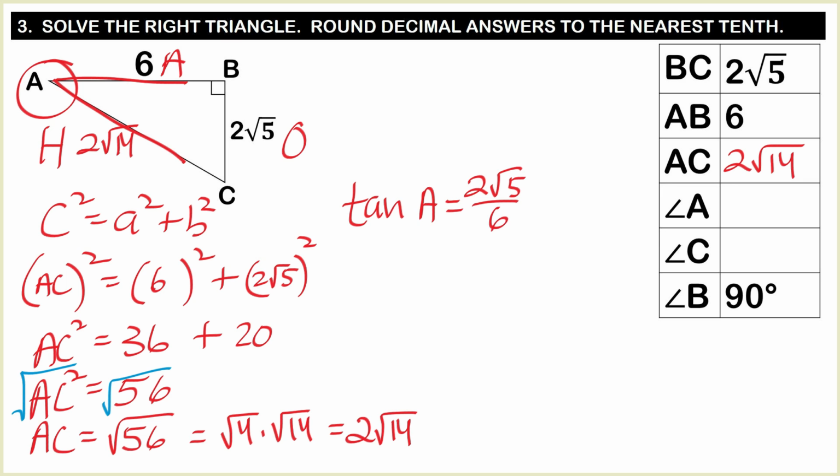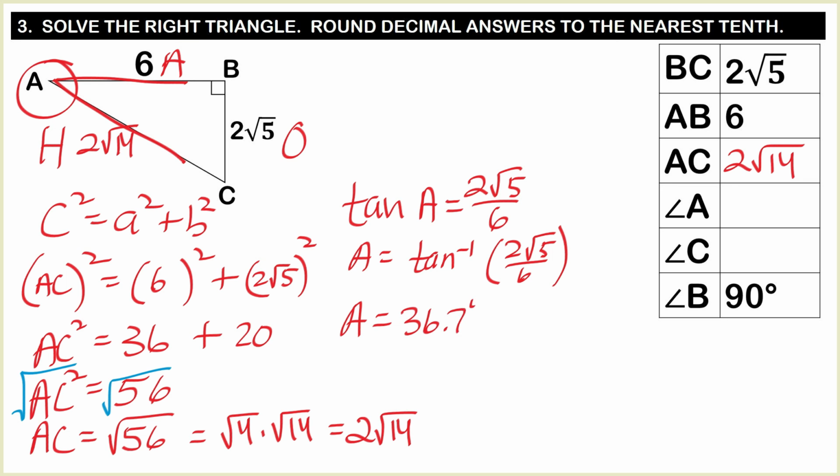And when I solve that, it's going to be A equals the inverse tangent of 2 root 5 over 6. And when I put that into my calculator, I find out that the measure of angle A is 36.7 degrees when you round off to the nearest tenth.